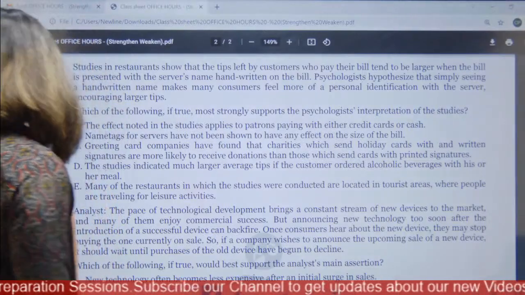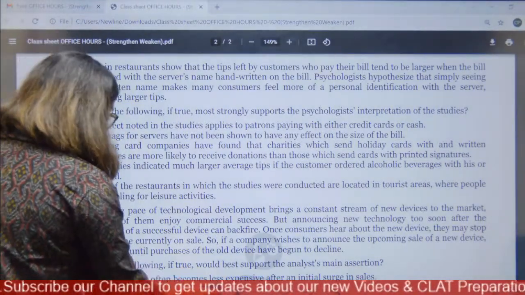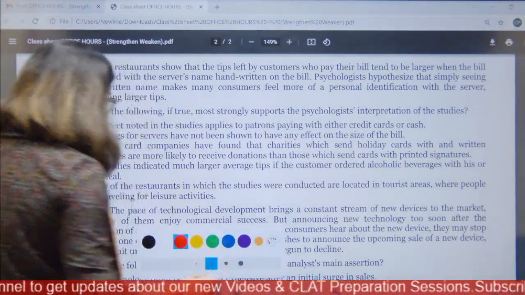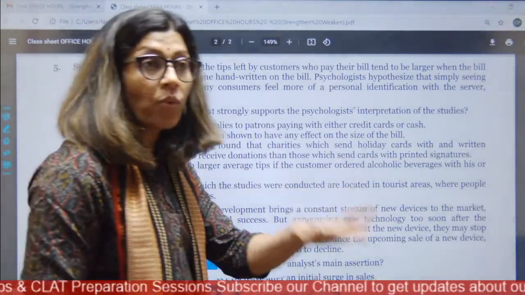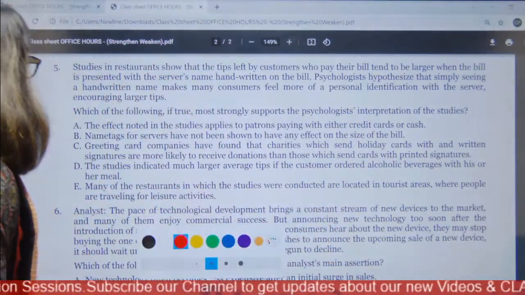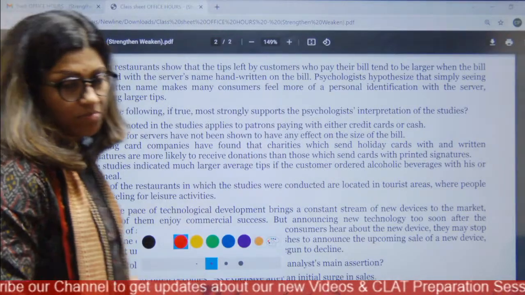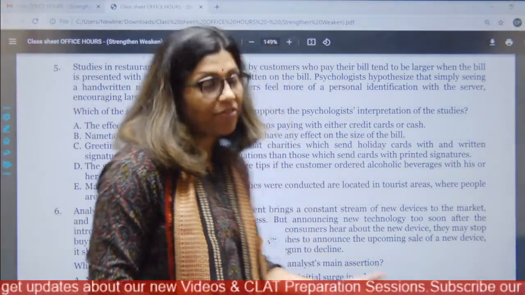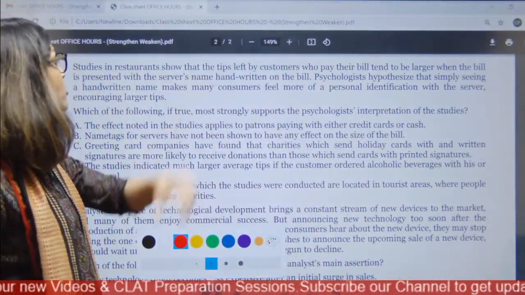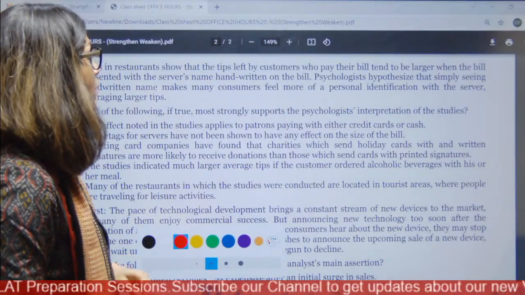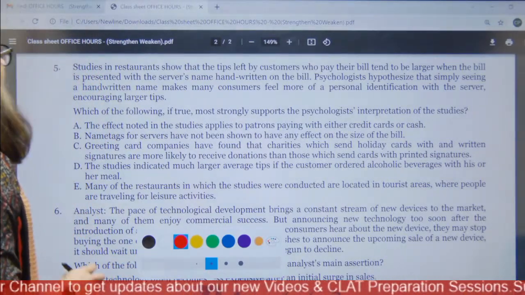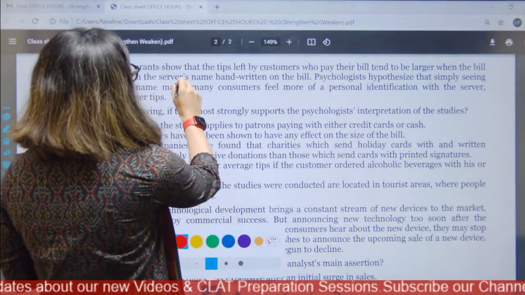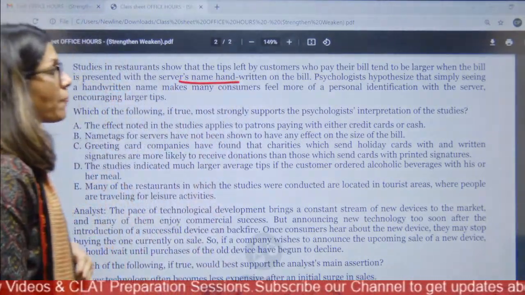Very interesting and I think a simple one. Maybe you can give me the answer now, since we have already done the weekend one, which I feel students usually find the tougher one. So, studies in restaurants show that tips left by customers who pay their bills tend to be larger when the bill is presented with the server's name, right?